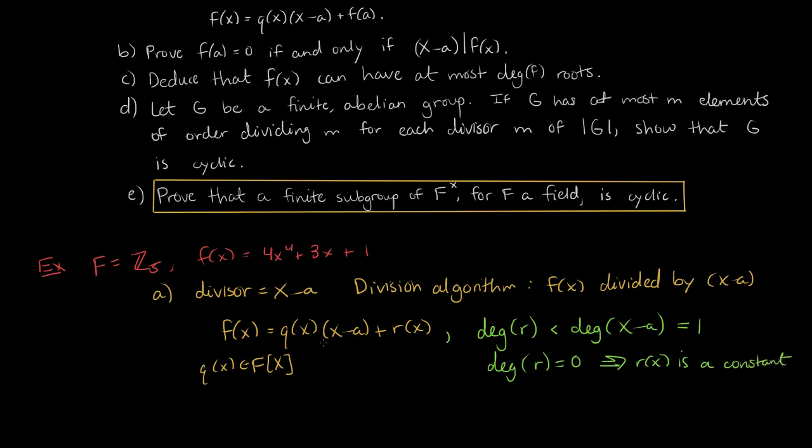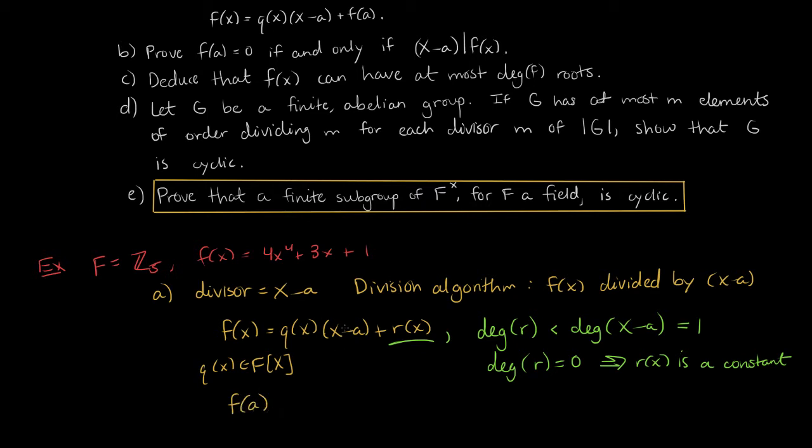Based on that, if we come down a little bit, we have f(x) equals q(x) times (x minus a) plus a constant, right? Let's try plugging in a value to see if we can figure out what that constant will be. Let's see what happens if we plug in f(a).